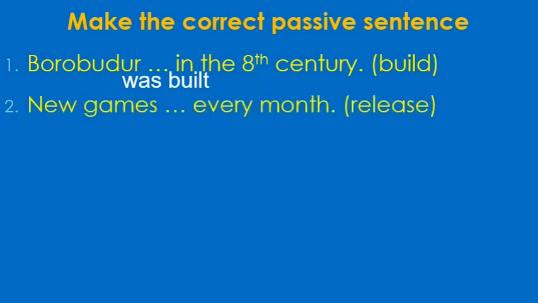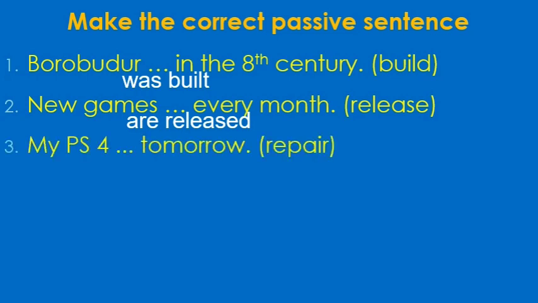Number 2, new games blah blah blah every month release. Every month means it's repeated, so using verb 1. New games plural, so are released every month. Number 3, my PS4 blah blah blah tomorrow repair. Tomorrow in the future, so using will, right? My PS4 will be repaired tomorrow. Don't forget, change repair into the third form of the verb.